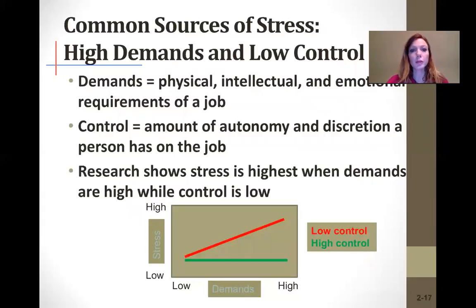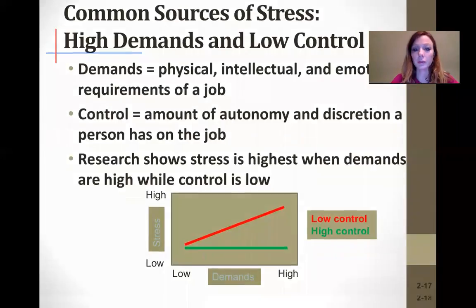Another extremely common source of stress is high demands and low control. Demands could be the physical, intellectual, and emotional requirements of a job. Control is the amount of autonomy and discretion a person has on the job. Autonomy is being in charge of your own schedule, making decisions within your department, or being in charge of the budget within your department. Research shows that stress is highest when demands are high, of course, but also when control is low. Demands are high, but they can't do much about it.